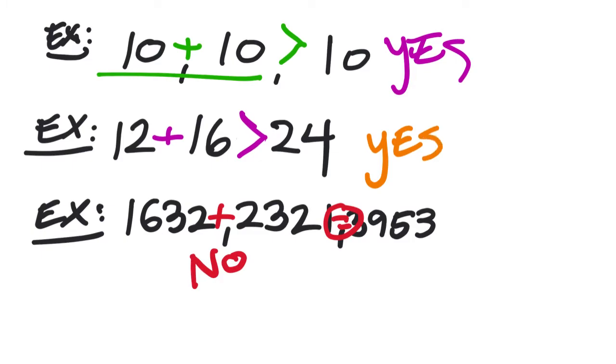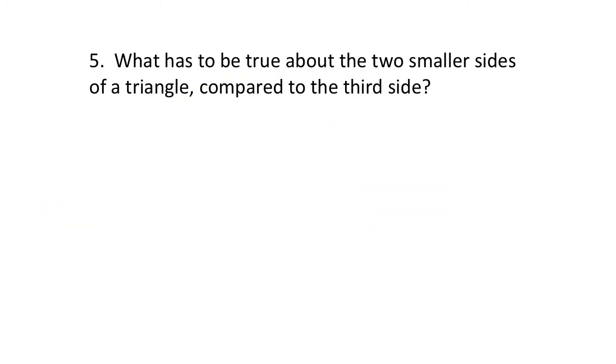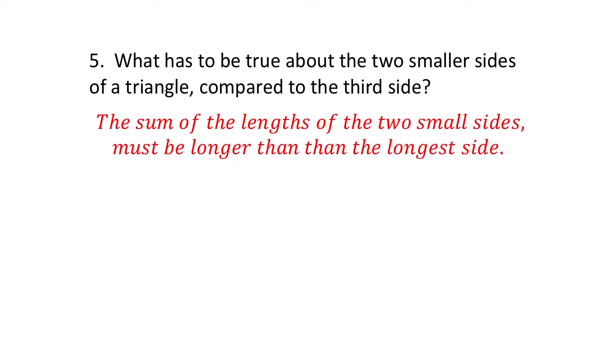So again, it can't be equal. It cannot be equal. It has to be bigger. The other 2 sides, the sum has to be bigger, okay? So what has to be true about the 2 smaller sides of a triangle compared to the third side? Yeah, the sum of the lengths of the 2 small sides, it has to be longer. It must be longer than the longest side.